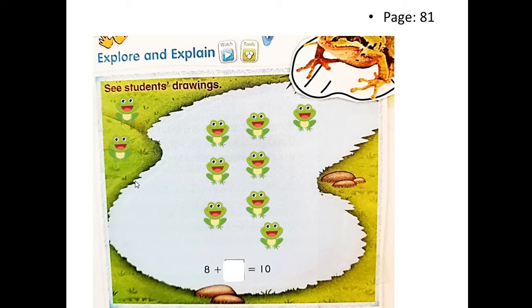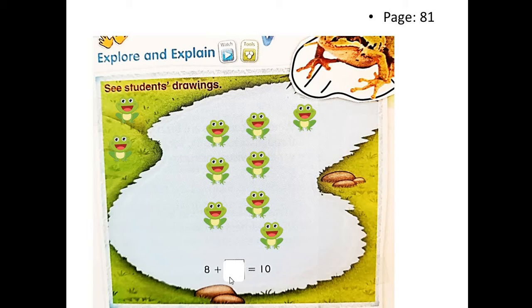Okay, if I ask you now, how many frogs do we have in all? Let's count them again. 1, 2, 3, 4, 5, 6, 7, 8, 9, and 10. We have 10 frogs in all. So we have 10 here, right?